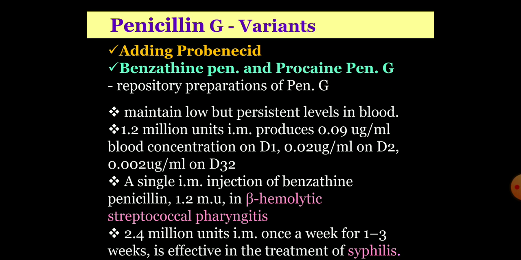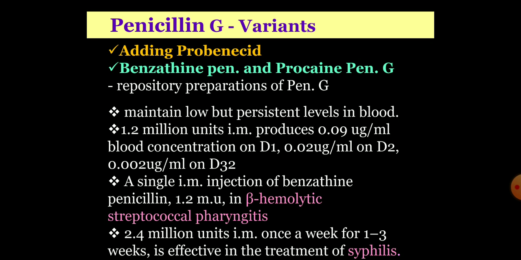If you add probenecid with penicillin G, it will prevent secretion of penicillin, and hence the concentration of penicillin is increased in the plasma. So urinary secretion is going to be prevented while co-administering probenecid with penicillin G, and it will increase its duration of action. And by doing so, it is going to be effective in treating different kinds of infection.